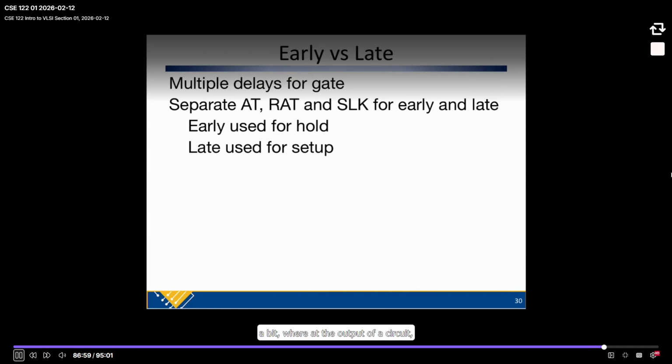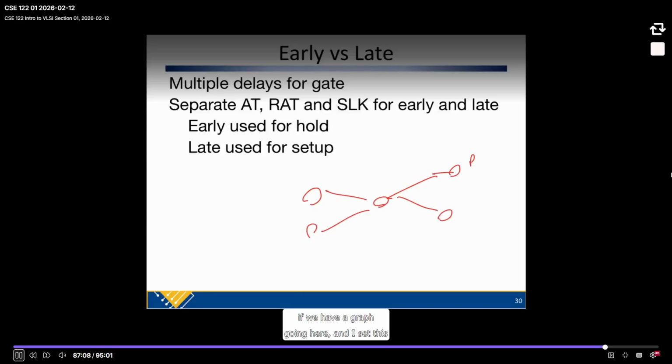And you're also going to flip things around a bit, where at the output of a circuit, if we have a graph going here, and I set this required time, what is it going to be for a hold time? Well, it's not going to be the clock period anymore, because I want to consider the hold time to the same clock edge. So it's going to be basically clock skew plus hold, t-hold, or minus t-hold, actually. A lot of times it's just inverting polarities, but I want to make sure that the required time is after the hold time, but the skew also eats away at it, so that could be a problem.